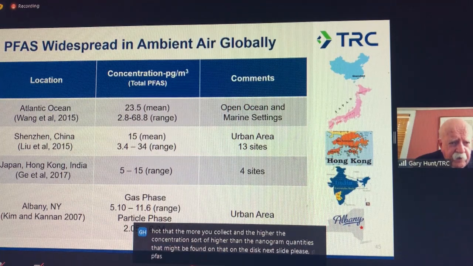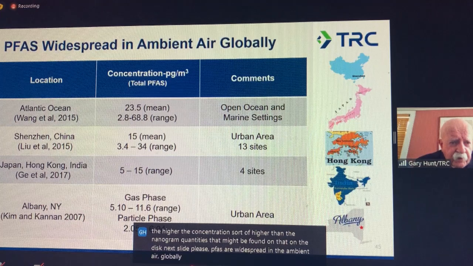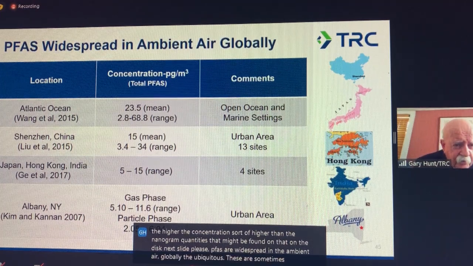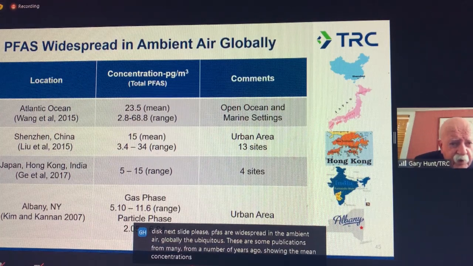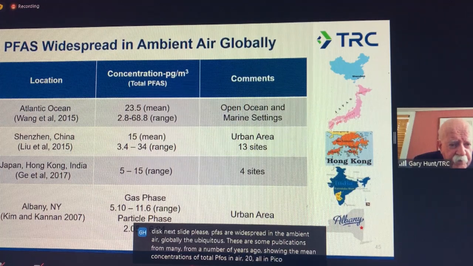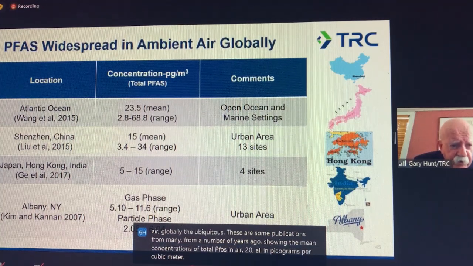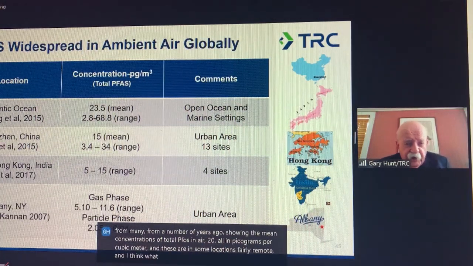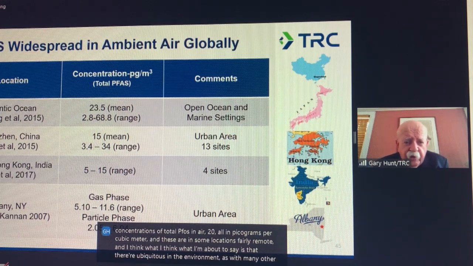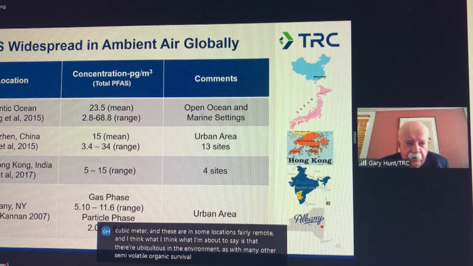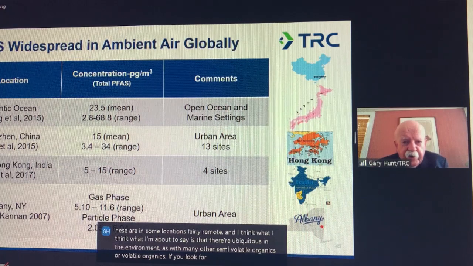PFAS are widespread in the ambient air globally. They're ubiquitous. These are some publications from a number of years ago showing the mean concentrations of total PFAS in air, all in picograms per cubic meter. And these are in some locations fairly remote. And I think what I'm about to say is that they're ubiquitous in the environment, as with many other semi-volatile organics or volatile organics. If you look for them, seek, and ye shall find.